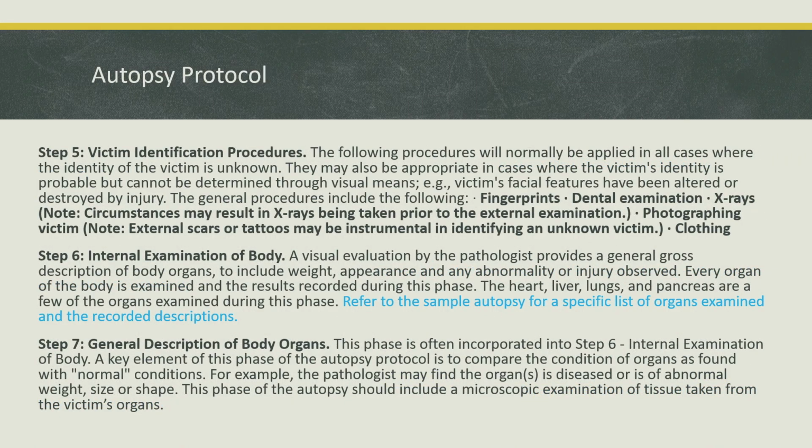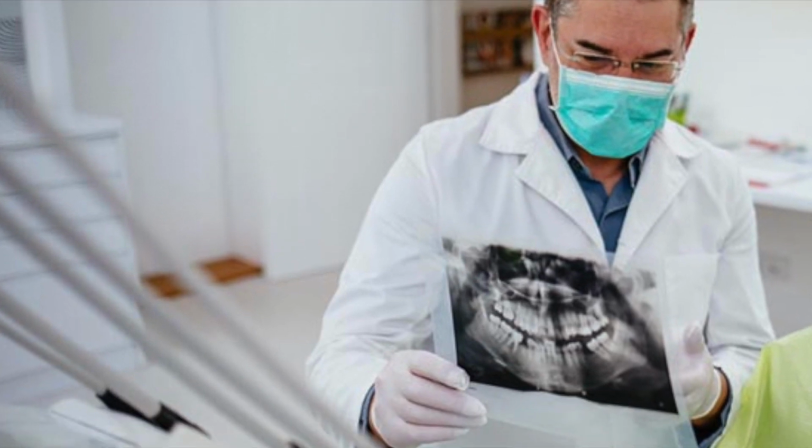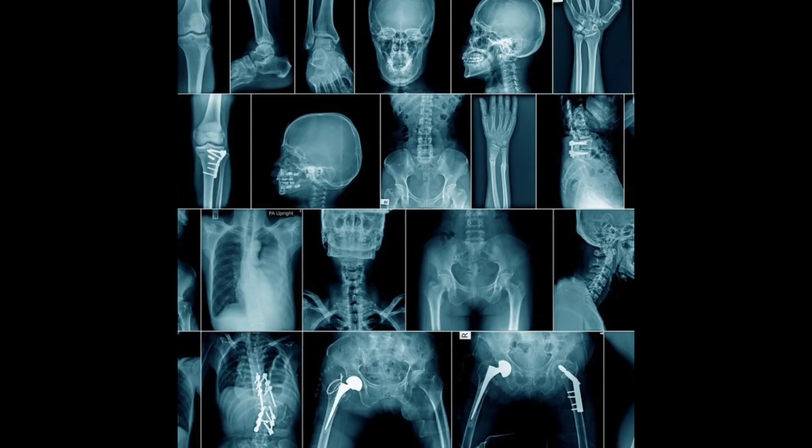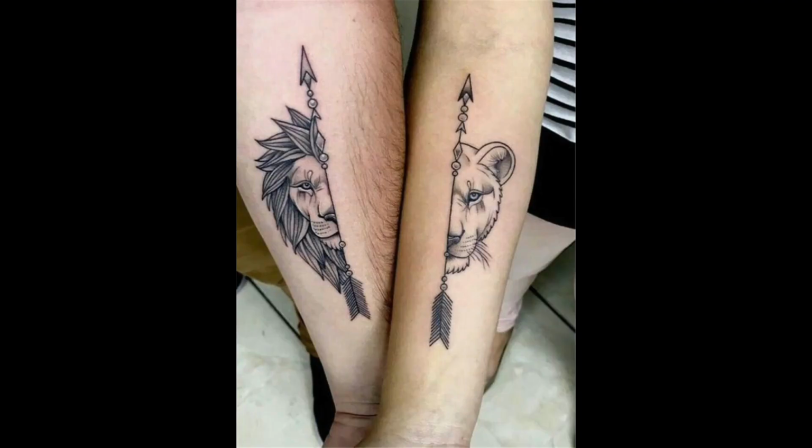Step 5, victim identification procedures. The general procedures include the following: fingerprints, dental examination, x-rays, photographing the victim, noting things like external scars or tattoos, which may be instrumental in identifying an unknown victim, and clothing.